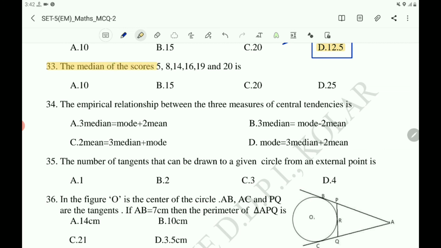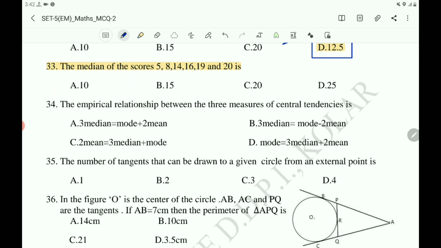The median of the scores 5, 8, 14, 16, 19, 20 is. To get the median, the scores must be arranged in ascending or descending order. So here, first you check whether they are in order or not. 5, 8, 14, 16, 19, 20. Yes, they are in ascending order. And how many scores are there? 1, 2, 3, 4, 5, 6. Here there are 6 scores. 6 scores means you will get 2 middle scores.